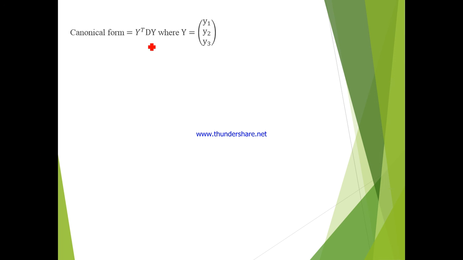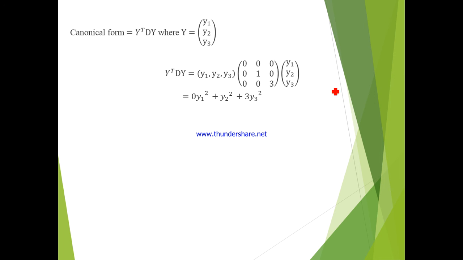Next we find the canonical form Y transpose D Y, where Y is y1, y2, y3. D is the diagonal matrix. After multiplying, we get 0 y1 square plus y2 square plus 3 y3 square. Here the rank is the number of non-zero eigenvalues, which are 1 and 3, so the rank is 2. The index is the number of positive eigenvalues, which is also 2.